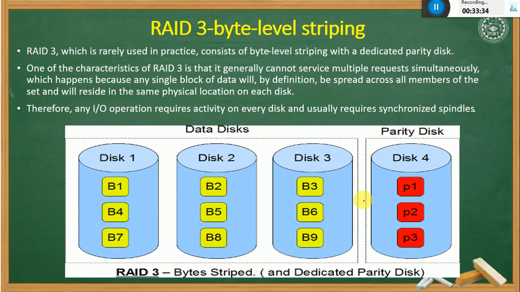Now it is RAID 3. In RAID 3, it is byte level striping. Now your data is divided into bytes. 1 byte means 8 bits. In RAID 3 there are 3 data disks. So byte 1 is stored into disk 1, byte 2 into disk 2, byte 3 into disk 3.